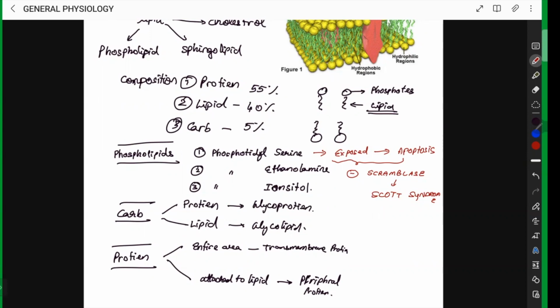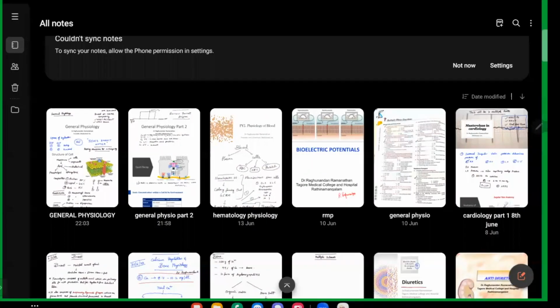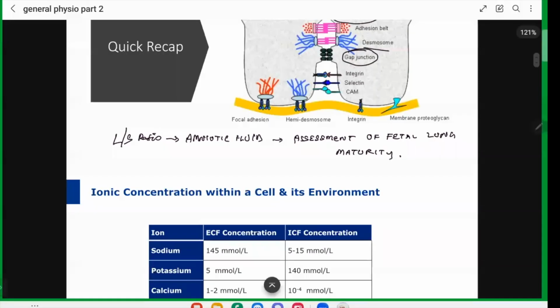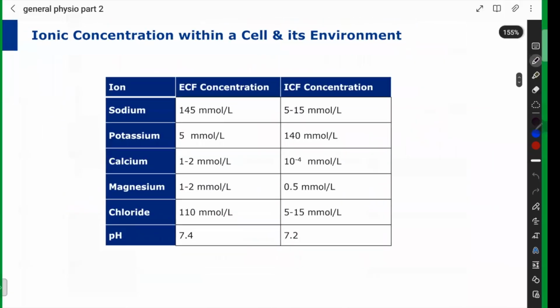Now coming back towards a very important thing. Again I am moving back towards a very important concept, that is the cell physiology. So moving on to talk about the cell physiology. Normally your ECF, ICF concentrations you have to remember. This is what you see in blood.